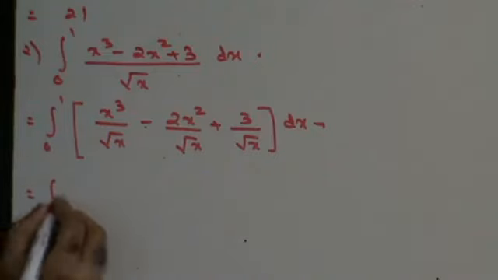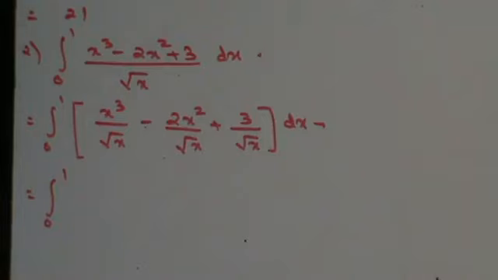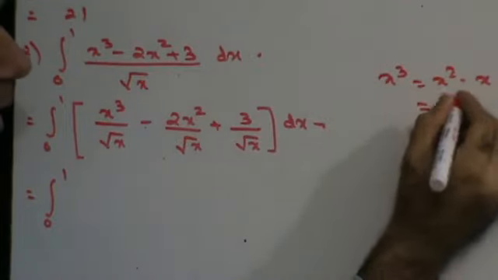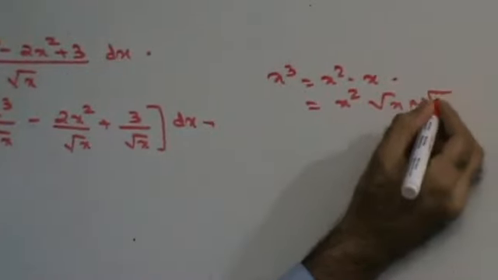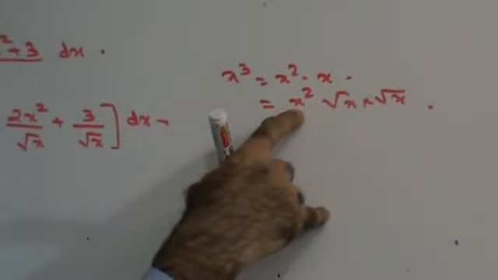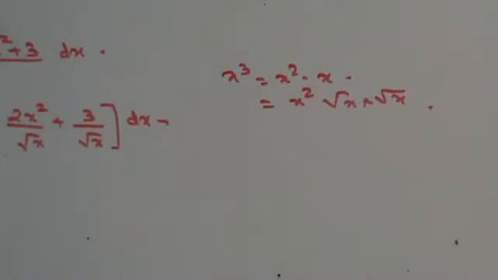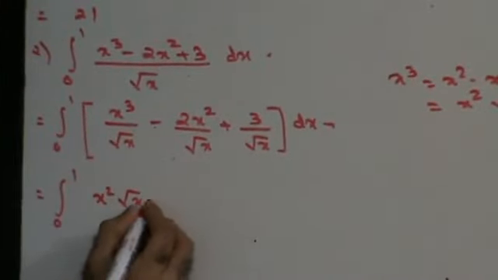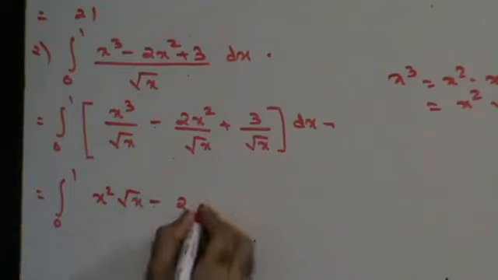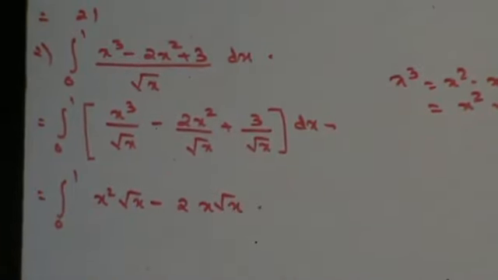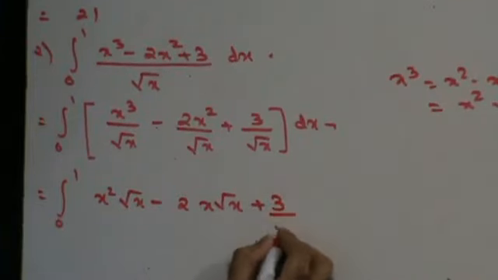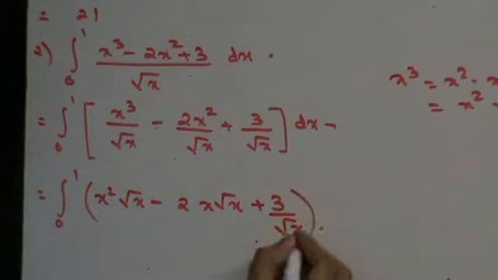This can be written as 0 to 1. x cube is nothing but x square into x. See guys, x cube is nothing but x square into x. x can be written as root x into root x. So that means x cube can be written as x square root x into root x. There is a root x in the denominator which will cancel. So you will get this as x square root x minus 2, this is going to give you x root x plus 3 upon root x. Okay, we'll do the conversion in the next step.